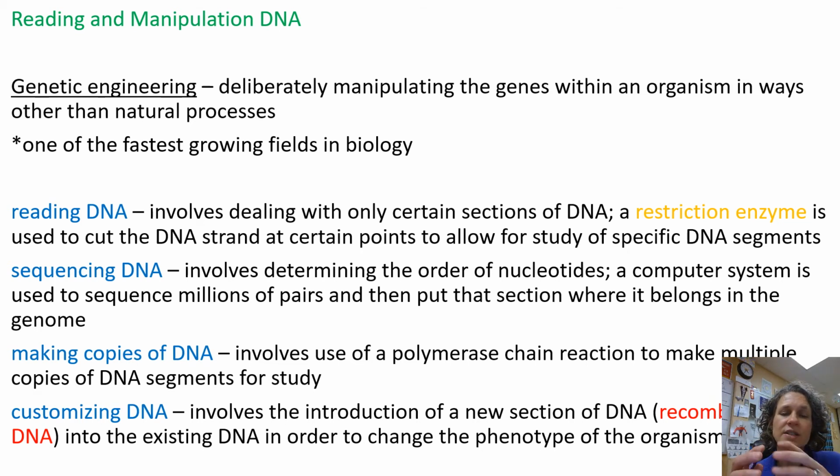But there are 4 things that we do that are different than just the mapping, just the genome project. First off, reading the DNA. It would take forever to read all of the DNA in a cell. There's just too much of it. So when you read DNA, you are only reading very small segments. You can do this more easily by using a restriction enzyme. This is basically like a little pair of scissors, and it cuts the DNA strand at very specific points to allow you to study, instead of thousands of base pairs at once, down to a couple of hundred.